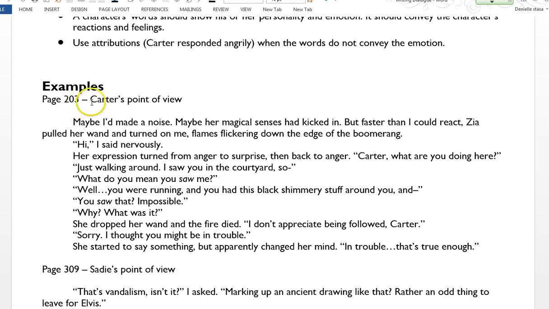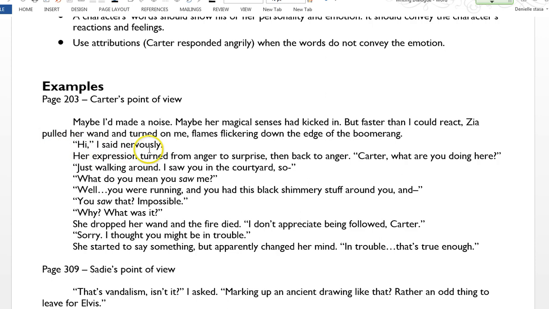So this is from page 203 of The Red Pyramid. And it starts with description, right? Maybe I'd made a noise. Maybe her magical senses had kicked in, but faster than I could react, Zia pulled her wand and turned on me. So it starts with description of what's happening, and then the dialogue starts.